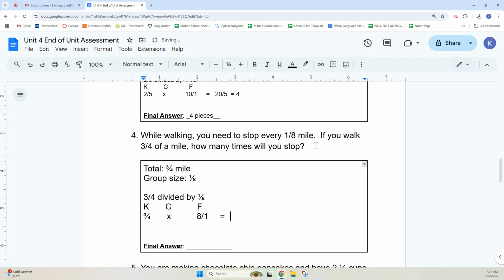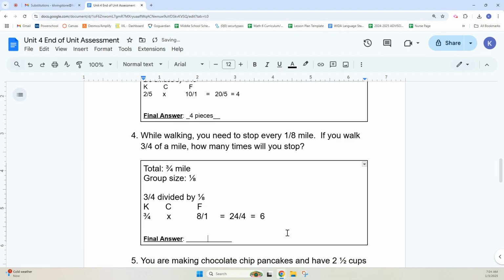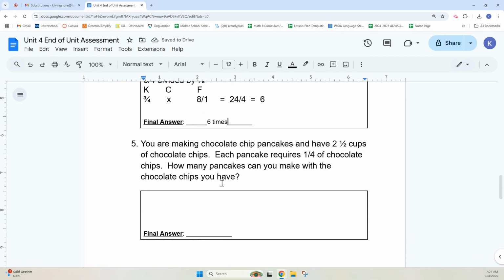All right, now let's do across the top, across the bottom. 3 times 8 is 24. 4 times 1 is 4. And then 24 divided by 4 would give us 6, because 4 times 6 is 24. So that means our final answer, we would have to stop 6 times. All right, let's keep going.